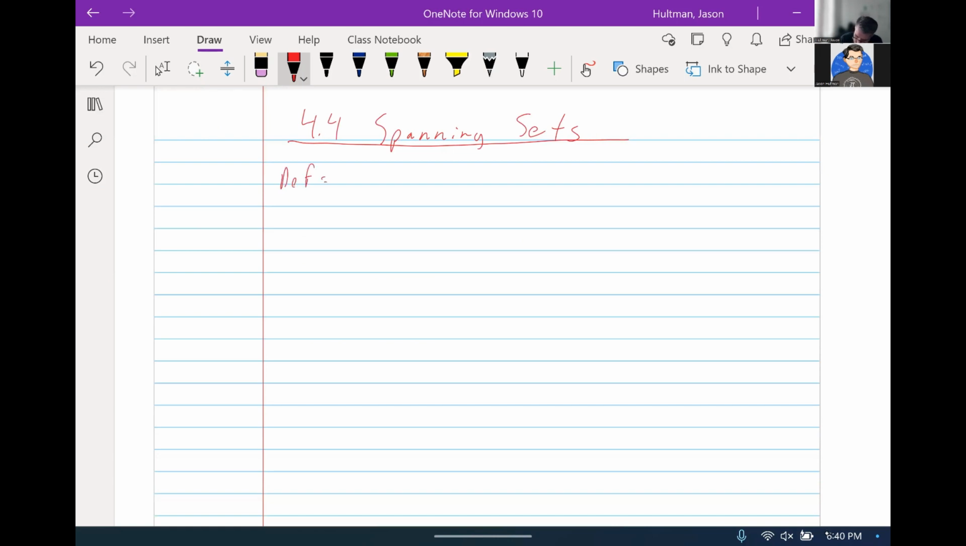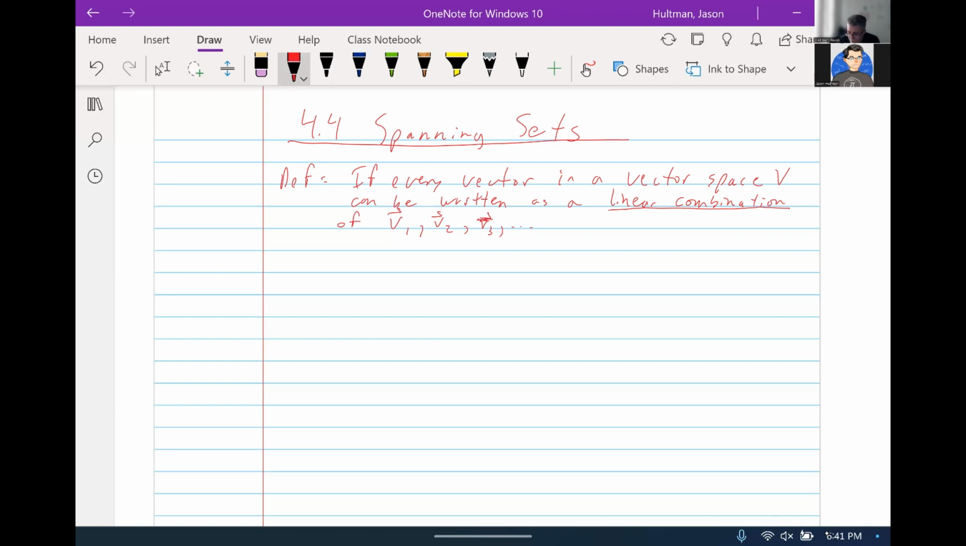If every vector in a vector space V can be written as a linear combination of v1, v2, ... Can do v3 here. Okay, and these are all vectors.